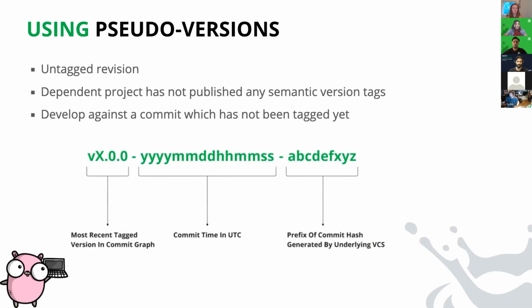The format of the pseudo version has three components. The first component is the most recent tagged version in the commit graph before this commit. Followed by the timestamp, which is the commit time in UTC. And the last part is the prefix of the commit hash generated by the underlying version control system. So these are the three components, but do keep in mind that we should never type a pseudo version by hand, because the Go command takes care of it. If you just pass the commit hash, it converts your commit hash to the corresponding pseudo version.